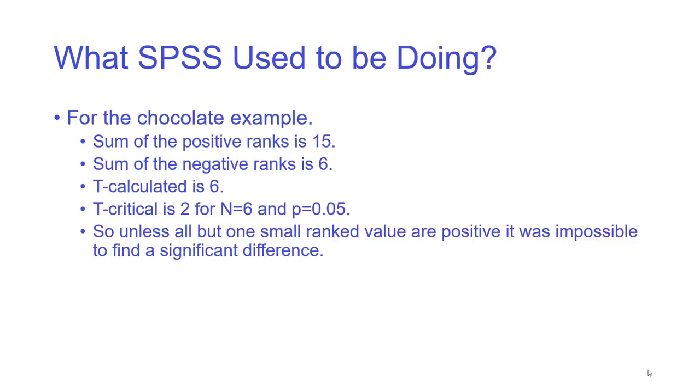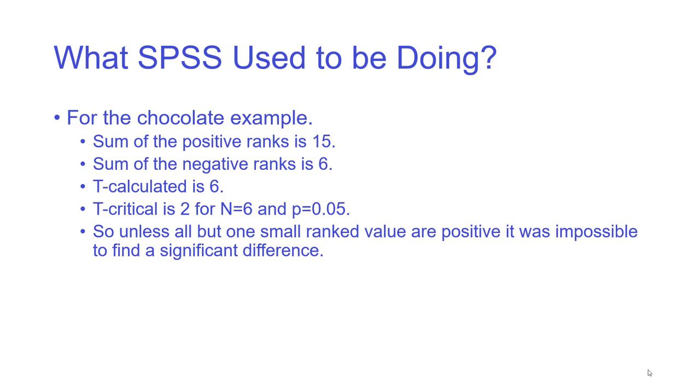So for the chocolate example, the sum of the positive ranks is 15, negative ranks is 6. As I said, when I worked through it originally, I was using a t calculated of 6 to go to the tables. The t critical is 2 for n equals 6 and p equals 0.05.